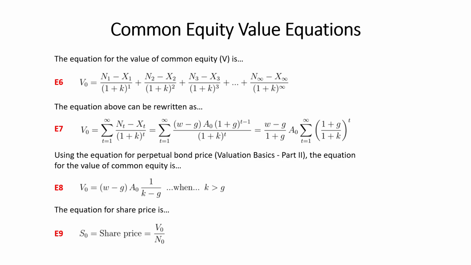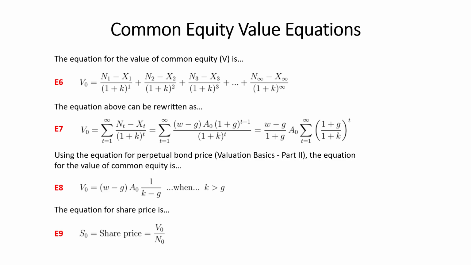I changed that for common equity. The format of the equation is the same thing, except now I use W minus G. That's my return on assets minus my growth rate times my asset balance at time 0 times 1 over K minus G. And that's the value of all my common stock.